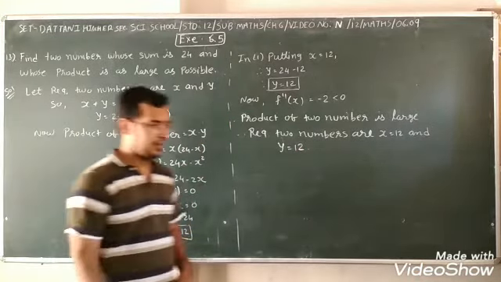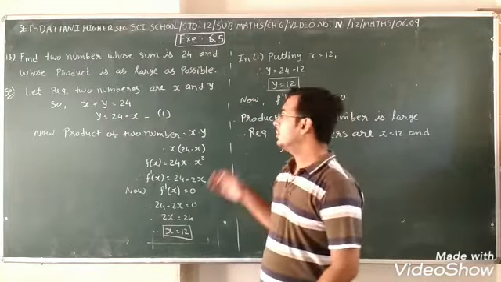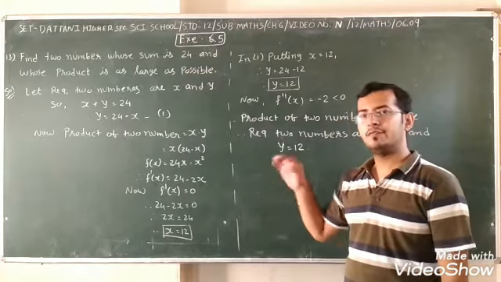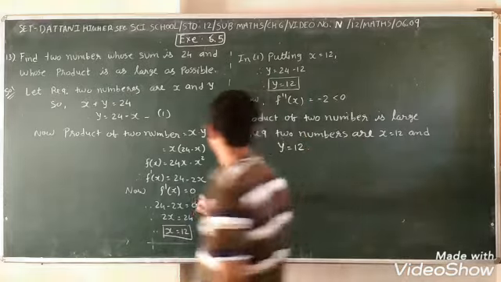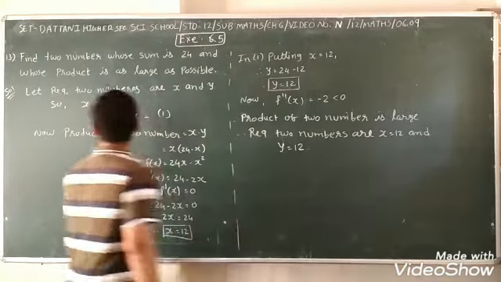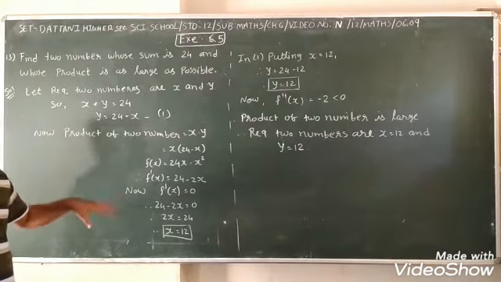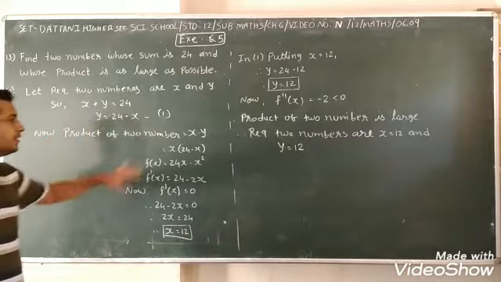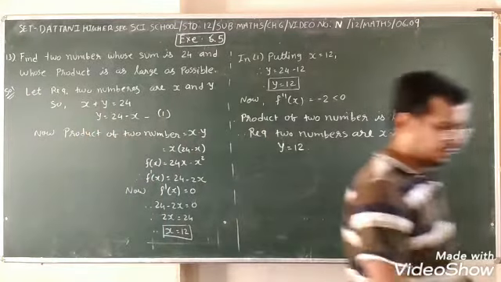It's a simple sum. In previous sums a direct equation of the curve was given, then we took the derivative and put f dash x is equal to 0, then the double dash. But here in this sum you first have to make the equation and then solve. Okay, note it down.